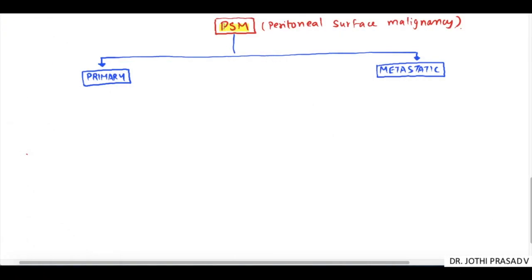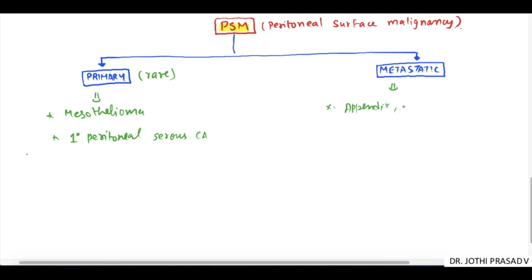What is PSM? It is nothing but malignancy arising from the peritoneal surface. It can be either primary, arising from the peritoneal surface itself, or a metastatic deposit from some other region. The primary is rare; it can be mesothelioma or primary peritoneal serous carcinoma. Metastatic is malignancy arising from intra-abdominal organs such as appendix, colon, rectum, stomach.